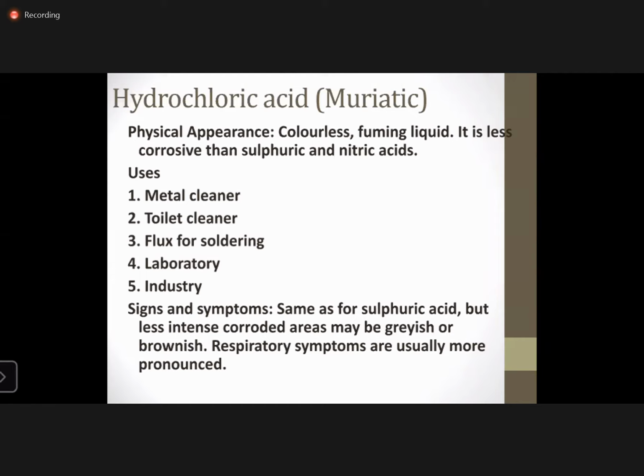The corroded areas are mainly greenish or brown in color, and since this is a very powerful fuming acid, the respiratory symptoms are also more pronounced. There is a lot of conjunctivitis, pharyngitis, bronchitis, and all these are more pronounced with hydrochloric acid. They can develop bronchopneumonia and pulmonary edema.